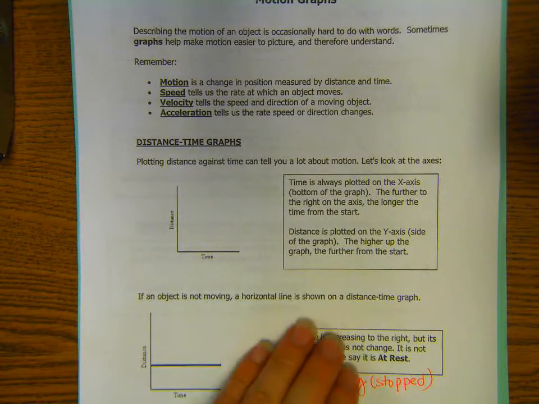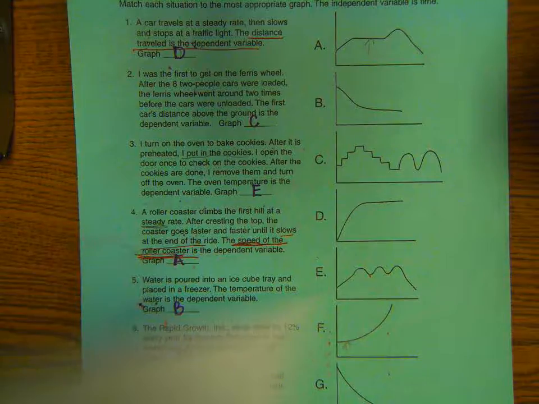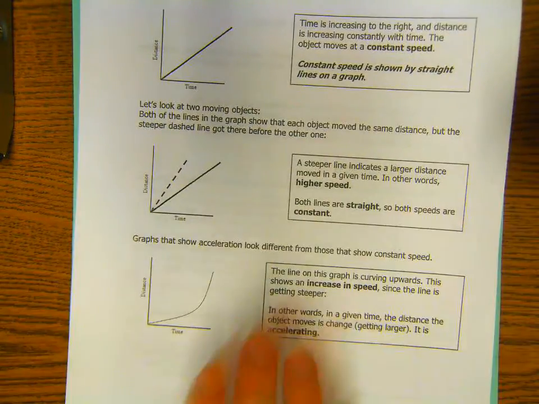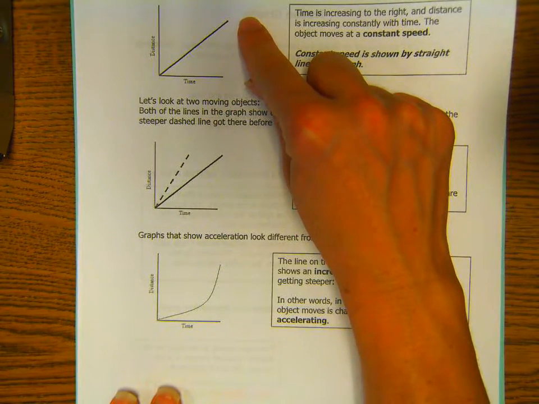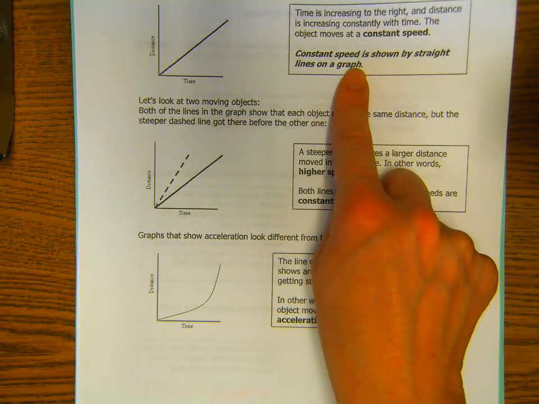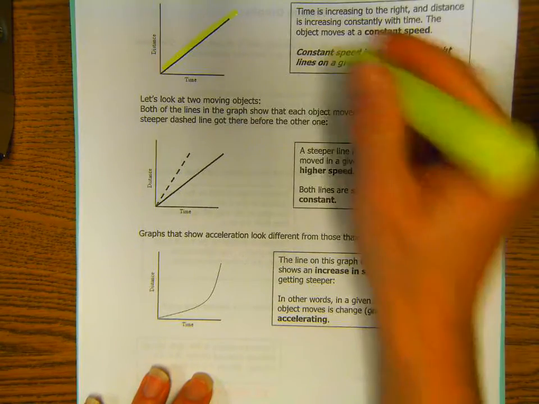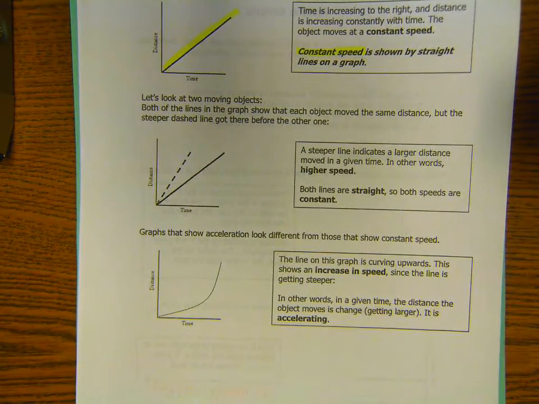All right. So that's what a flat line would be. I just have some pictures of things. If the line is going up, that means that this is a constant speed, going at the same rate away from the object.